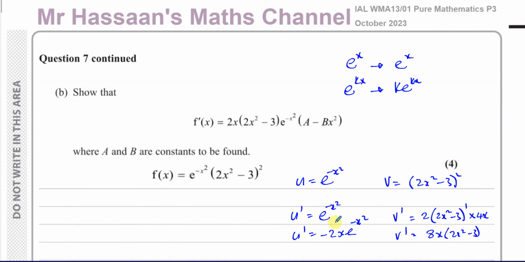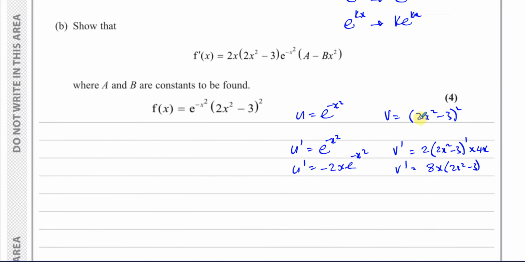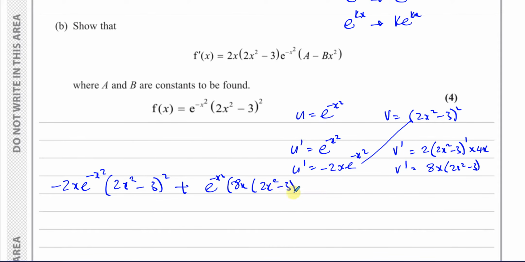So now what we're going to do is use the product rule. We're going to multiply these two together. So we have minus 2x e to the power of minus x squared times 2x squared minus 3 all squared, plus, and then you multiply these two together. So you have e to the power of minus x squared times, and you have these two multiplied. I'll do it step by step. This times 8x times 2x squared minus 3.